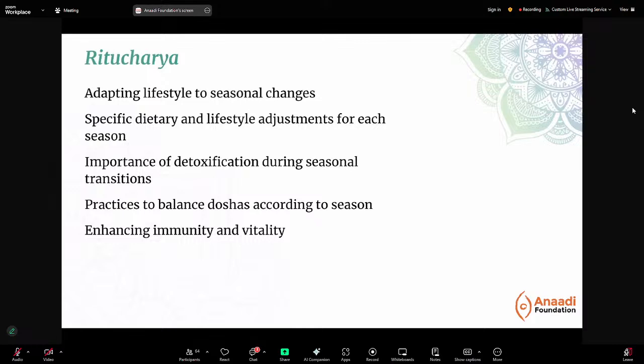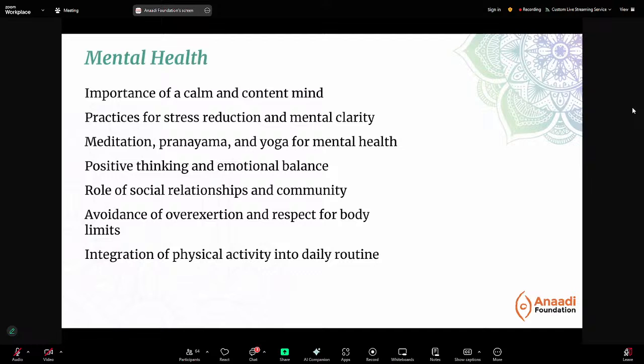And as part of Dinacharya as well, a lot of things are discussed about the mental health aspects. So the importance of a calm and content mind. There are a lot of practices for stress reduction, mental clarity, pranayama, yoga, having a positive emotional balance, having appropriate relationships and community building activities, and avoiding overexertion. Especially when you're taking care of children, we have to be mindful that we don't overexert their activity. This leads to prana depletion, and then overall the child feels very tired on a day-to-day basis, right? So that's why even for us, overexertion should be avoided.